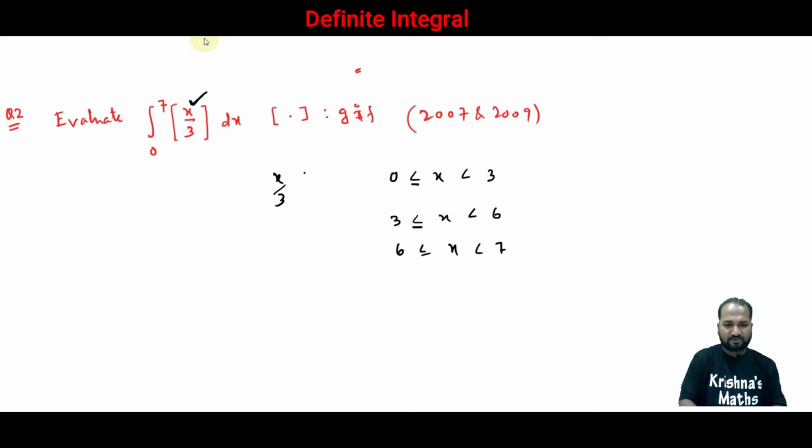So this is x upon 3. This is the greatest integer. When you put x equal to 0 till 3, this value will be equal to 0. When you put x equal to 3 to 6, this value will be equal to 1. 3 to 6, the value 1. And from 6 to 7, this value will become 2.